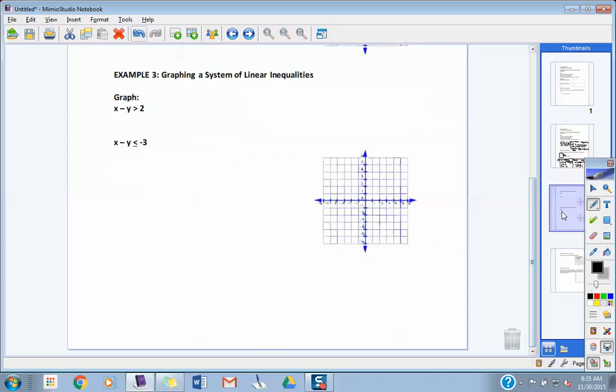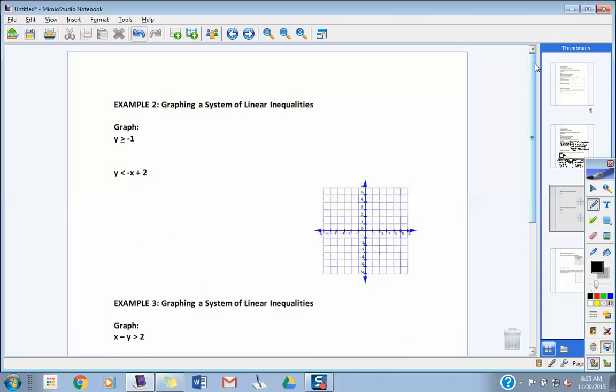Okay, well, let's look at stuff graphically here, guys.